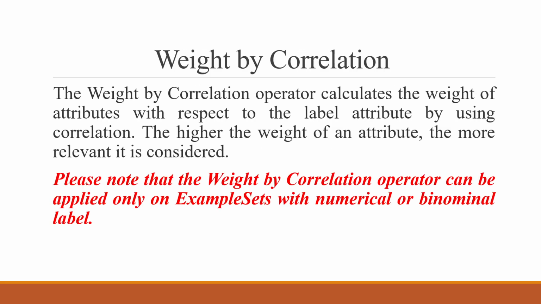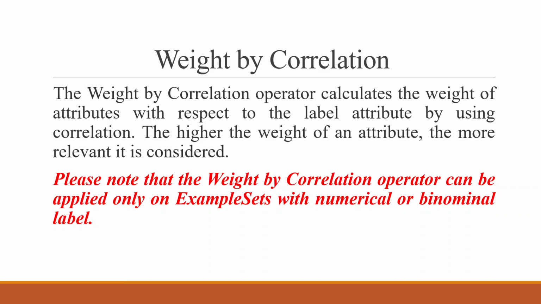The next operator is weight by correlation. It calculates the weight of attributes with respect to the label attribute, that is the target variable, by using the correlation. The higher the weight of an attribute, the more relevant it is considered. Please note that the weight by correlation operator can be applied only on example sets with a numerical or binomial label.